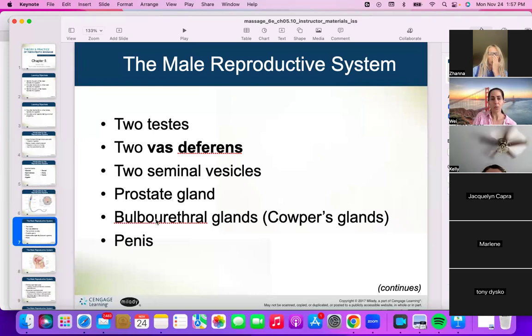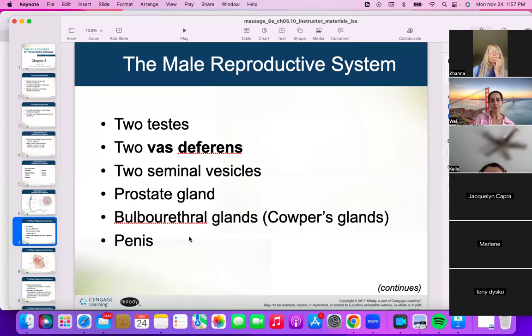Next is the bulbourethral gland, or Cowper's glands. That's easier to remember. They're pea-sized glands just beneath the prostate. They produce mucus that serves as a lubrication for the urethra, in other words.